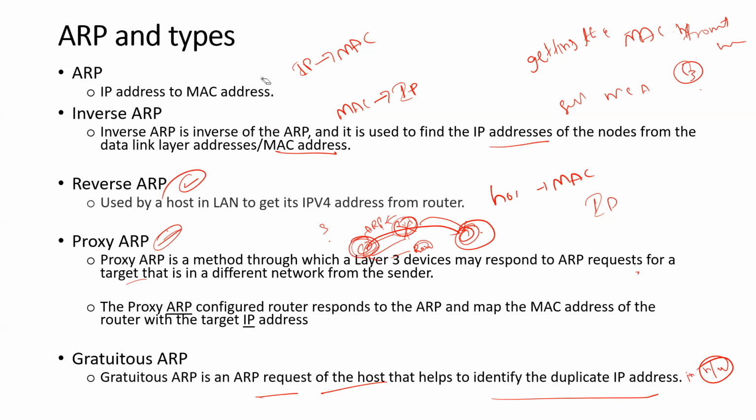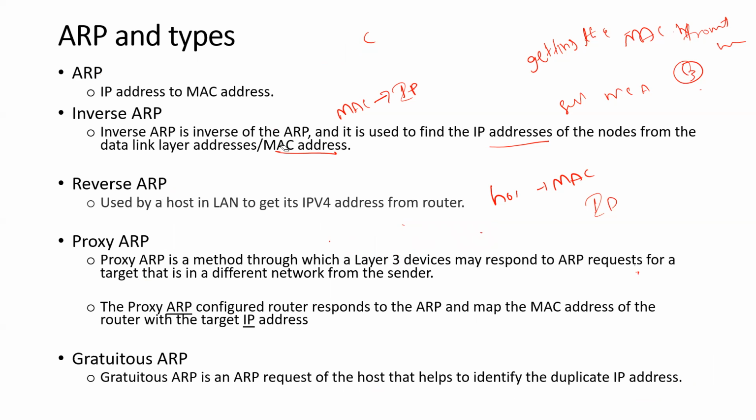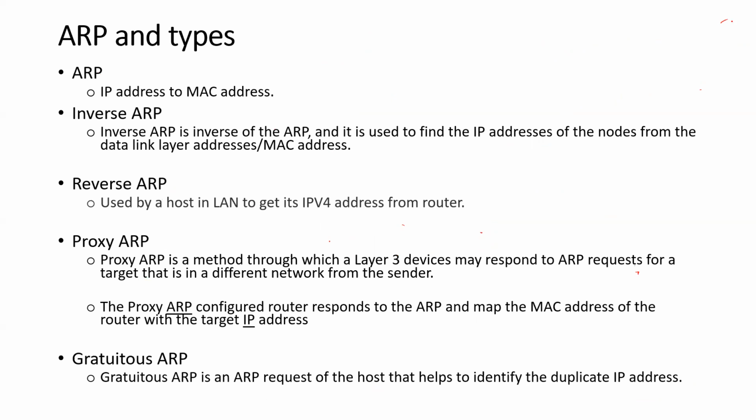One is ARP, inverse ARP, reverse ARP, proxy ARP, and gratuitous ARP. ARP is nothing but going from IP address to MAC address. Inverse ARP is nothing but MAC address to IP address. So let's write here. ARP: IP to MAC. Inverse ARP: MAC address to IP address.